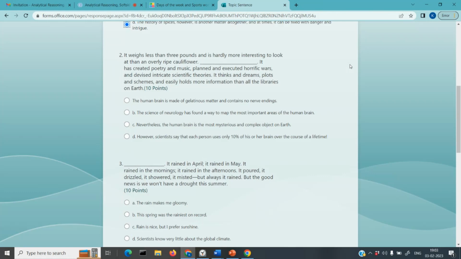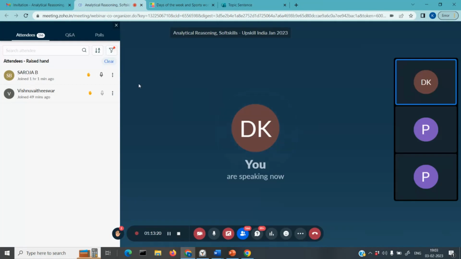Okay. I want you to fit that line and see in the paragraph. You see? It weighs less than 3 pounds and is hardly more interesting to look at than an overly ripe cauliflower. Nevertheless, the human brain is the most mysterious and complex object on earth. It has created poetry and music, planned and executed horrific wars, and devised intricate scientific theories. Do you think the line is correctly representing the paragraph? Are you confident? Yes, ma'am. Okay. Thank you. Anyone opposing Saroja's answer? Any oppositions? Okay. So this is the correct topic sentence, Saroja. You have grasped the concept very well. Thank you, Saroja.